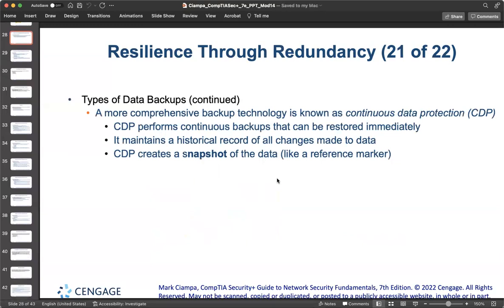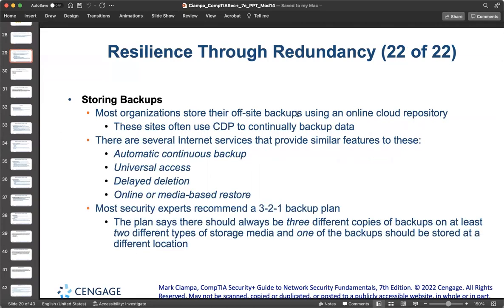A more comprehensive backup technology is known as continuous data protection, or CDP. CDP performs continuous backups that can be stored immediately after the backup is conducted. It maintains a historical record of all changes made to data. CDP creates a snapshot of the data, like a reference marker. So at any given point, you know that this snapshot goes to this date, this time, this hour of the system.